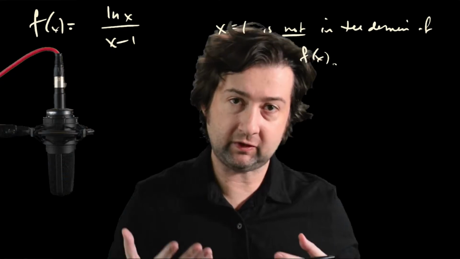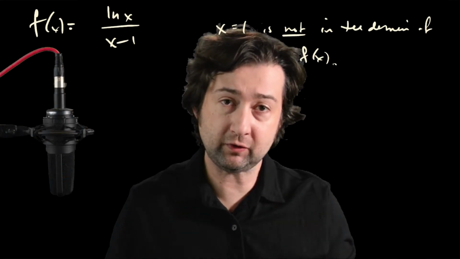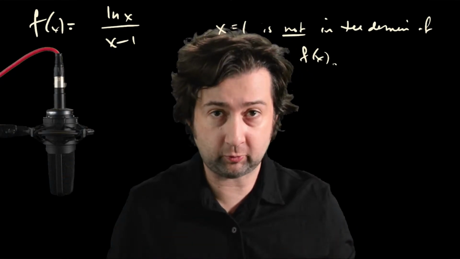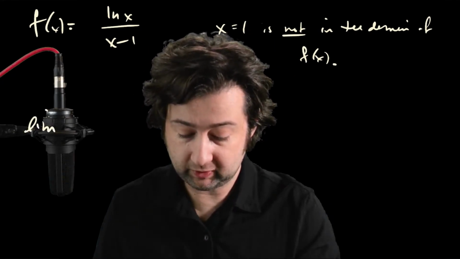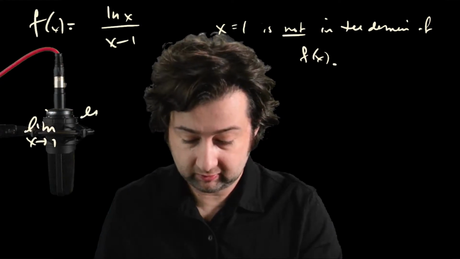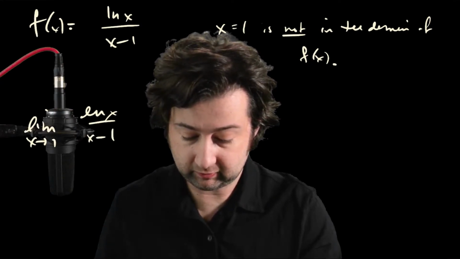So as the example that I want to think about, let's think about the function f of x is equal to the natural log of x over x minus 1. So this function has an asymptote at the point x is equal to 1, clearly, because if you put a 1 in here, you get a 0 on bottom. So x is equal to 1 is not part of the domain of the function. I could still ask if this function has a predictable behavior as the inputs approach the point x is equal to 1. So I could still ask the question, what is the limit as x goes to 1 of the natural log of x over x minus 1?